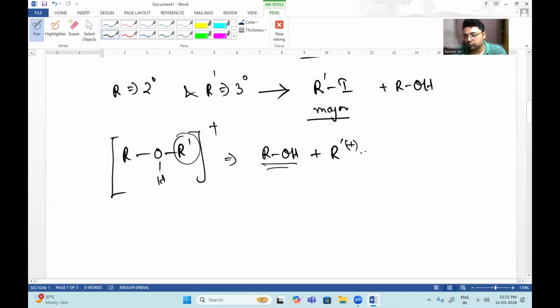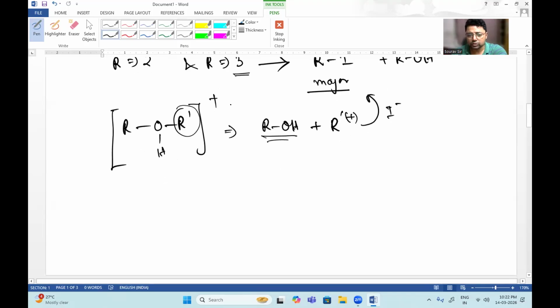And this R'+ will react with the I minus formed due to the dissociation of HI, and it will give you R'I. That is why whenever you have a 3 degree alkyl group, the preferential formation of this iodide will be there. Now it is clear that if you have CH3OC2H5 and you give HI, then you will get CH3I along with C2H5OH. This is 1 degree, this is 0 degree.